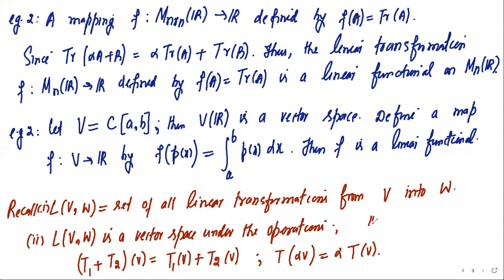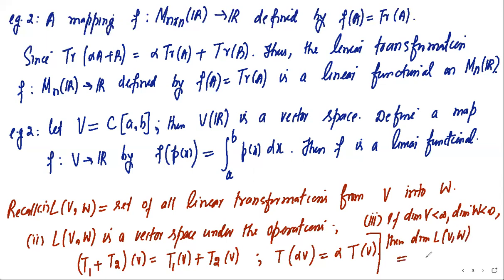Moreover, we had seen that if the dimension of V is finite and the dimension of W is finite, then the dimension of the vector space of all linear transformations from V into W is equal to dimension of V times dimension of W. So it forms a vector space under these binary operations, and it is also finite dimensional, with dimension equal to dim V times dim W.